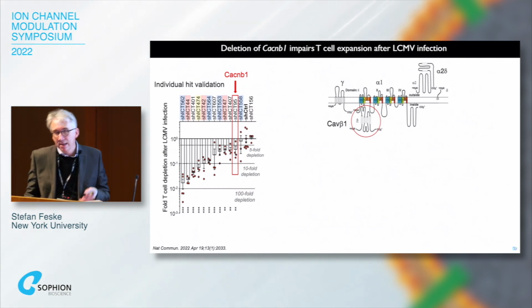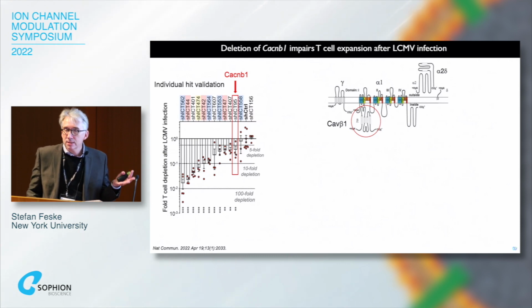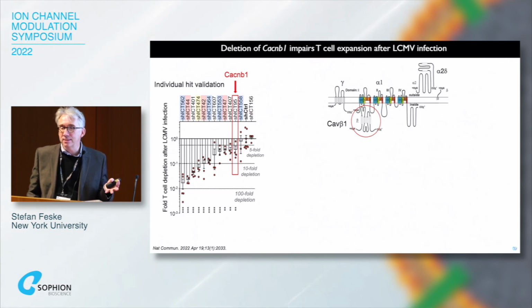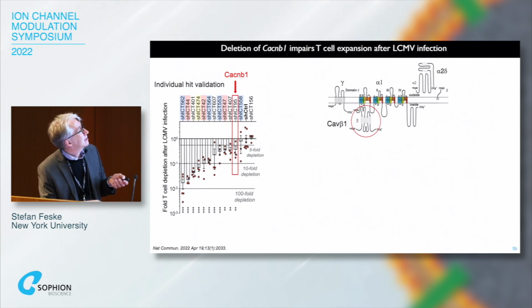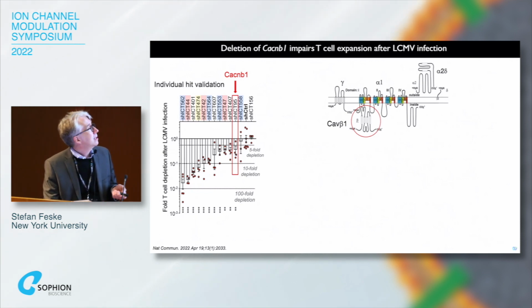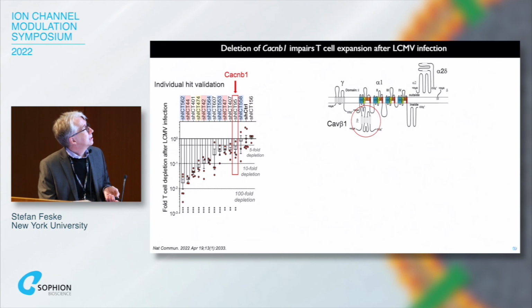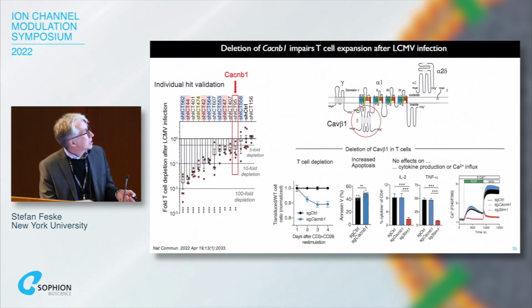I wanted to just mention that there has been a history of studies and papers over the last 20 years on voltage-gated calcium channels in T cells. And we were curious, does the fact that we found CaV beta 1 in the screen mean that these are really important in T cells? We found that when we knock this out, yes, there is some increase in apoptosis and depletion of T cells, but there's really no effect on cytokine production or calcium levels. And that made us curious.